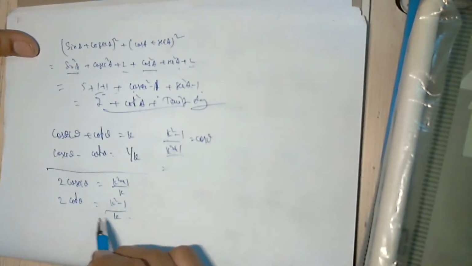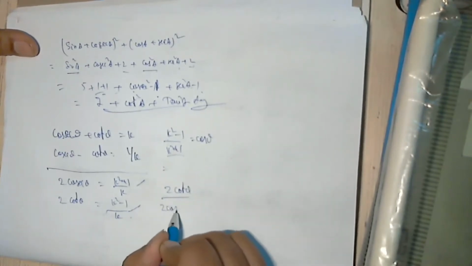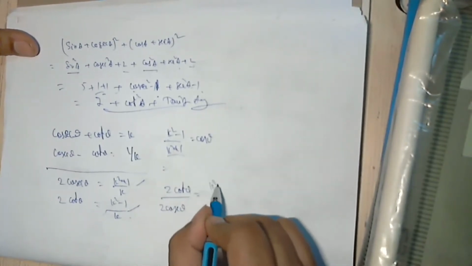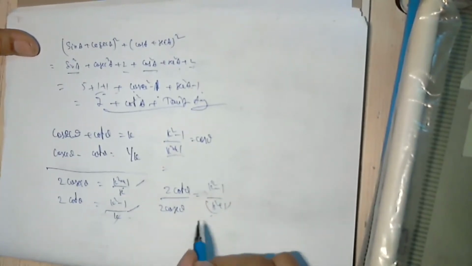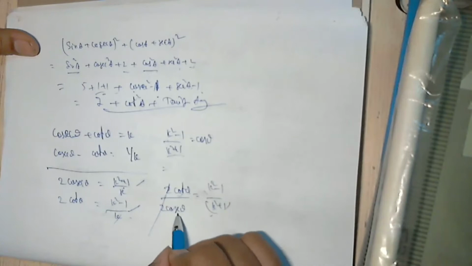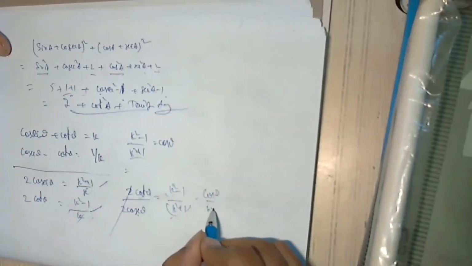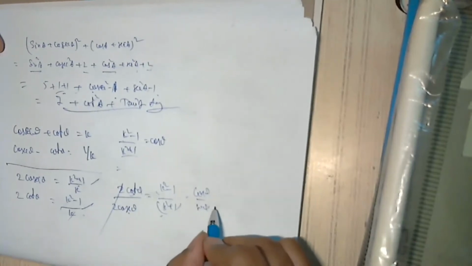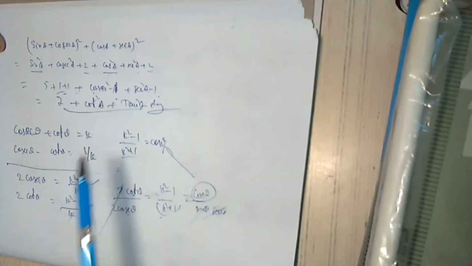So when I divide this by this, 2 cot theta by 2 cosecant theta is equal to K square minus 1 by K square plus 1. The K gets cancelled out. So what is cot theta by cosecant theta? Cot theta is nothing but cos theta by sin theta. In the bottom, cosecant theta, sin theta times cosecant theta is 1. So that is cos theta. The answer is cos theta, hence proven.